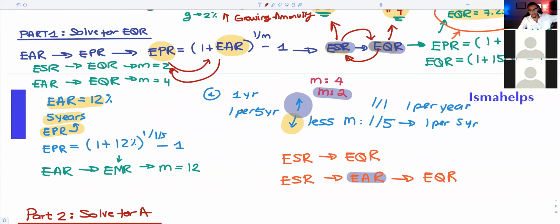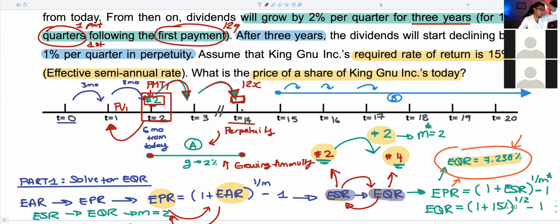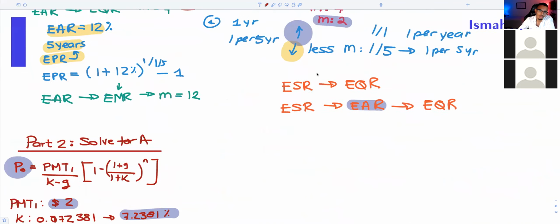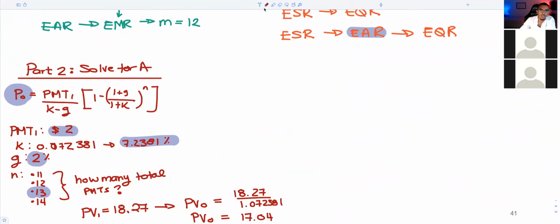Now we did this portion. Now we got to move on to the next portion, right? Which is our actual perpetuity. Because we know that after 3 years, this dividend will start declining by 1% every quarter. Okay, so now it gets kind of easy. It's easier, if anything. So we could go to part, which is our perpetuity. In other words, our DDM portion.